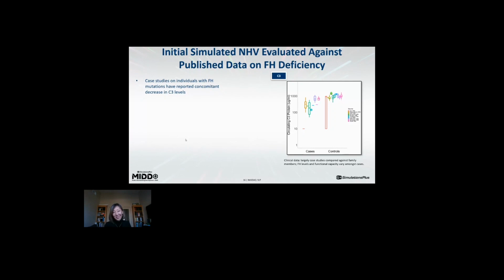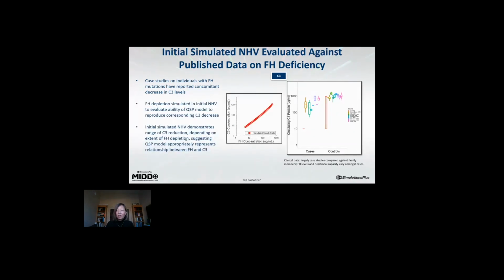And what we can then do is, in our initial simulated individual, we can drop the factor H levels and see, do we see a corresponding decrease in C3 as was seen in the cases? And in fact, we do, and this gives us increased confidence that the model is appropriately representing the relationship between factor H and C3.